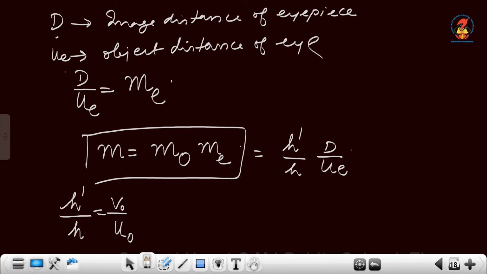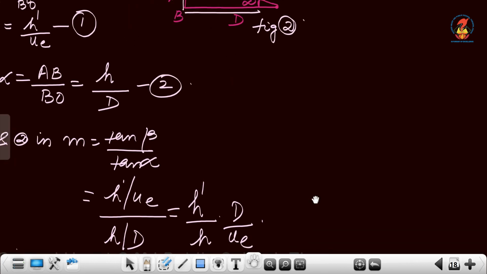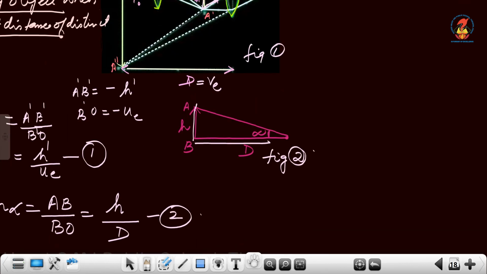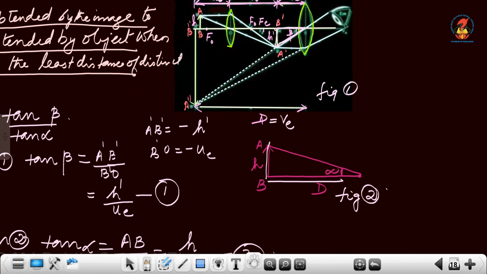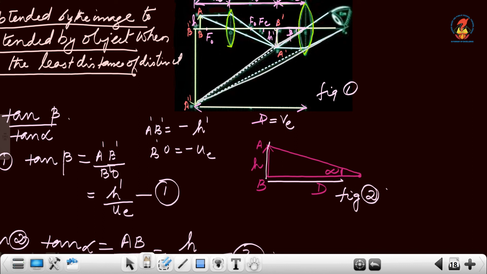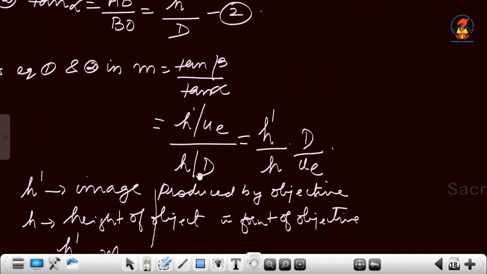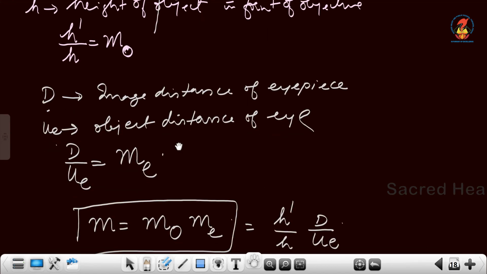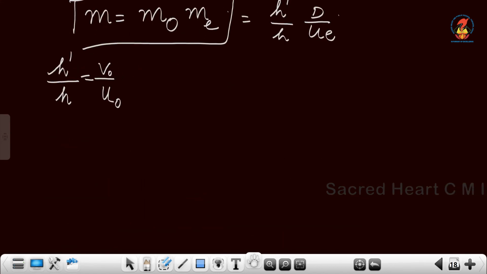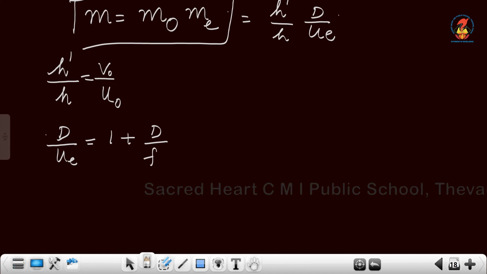And also if you look into this diagram, you can see the eyepiece is doing the same function as that of the simple microscope, which means D by ue, using the mirror formula, you can write it as 1 plus D divided by fe. D by ue is equal to 1 plus D by fe. If you want, I'll show you.